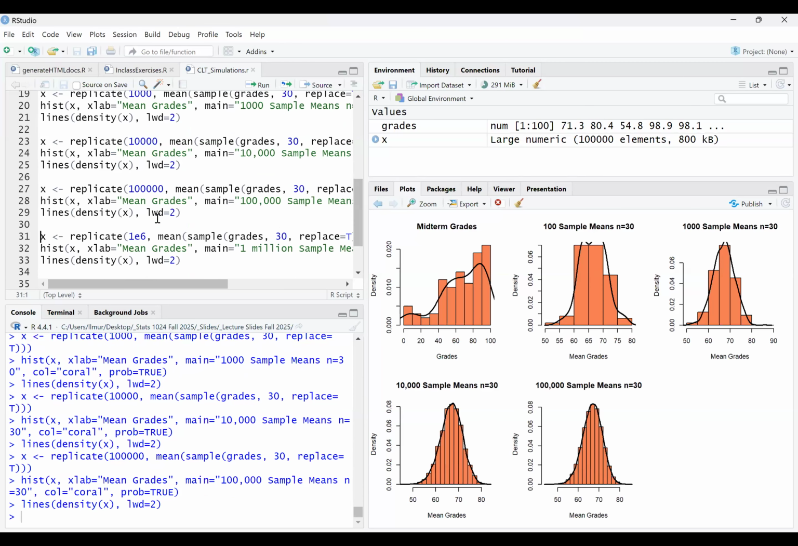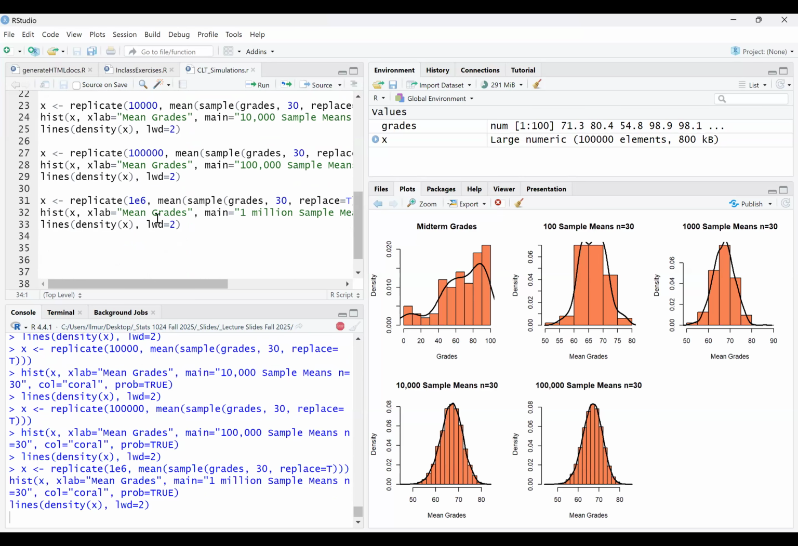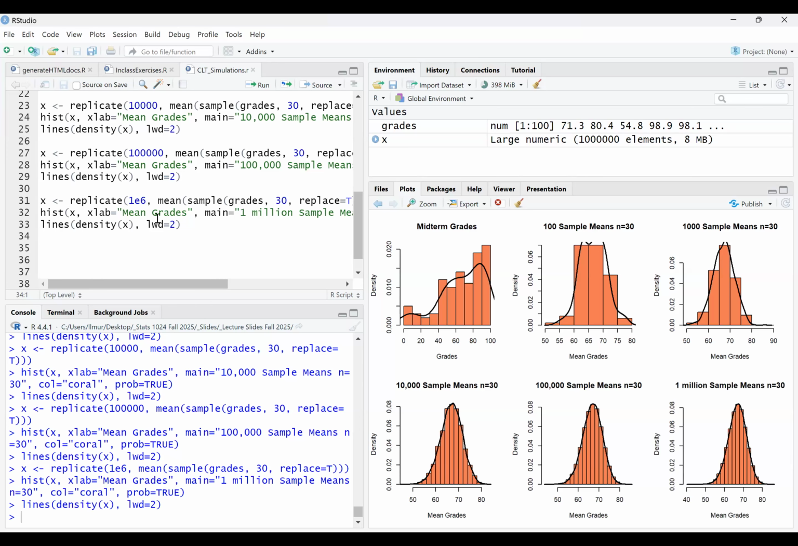And here is 100,000 sample means. Like that. And then it takes a few minutes. I'm running 1 million. It just takes a few minutes. You can see the stop sign. So it just takes a couple minutes to run 1 million because what it's doing is it's taking from the midterm grades, that first one, that population, it's taking 30, calculating a mean, and it's doing that repeatedly for 1 million times.